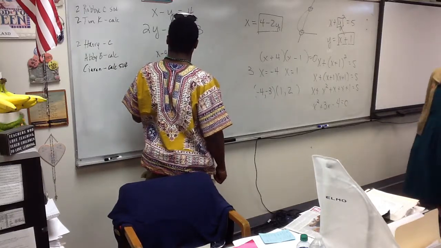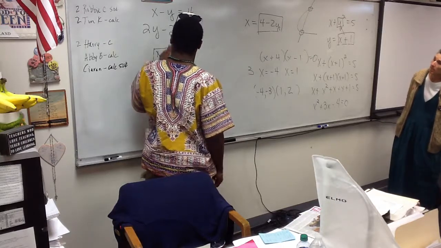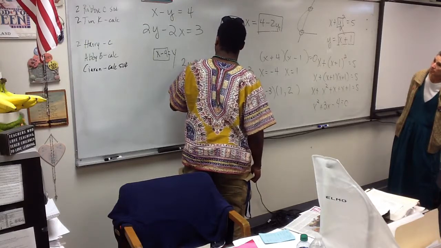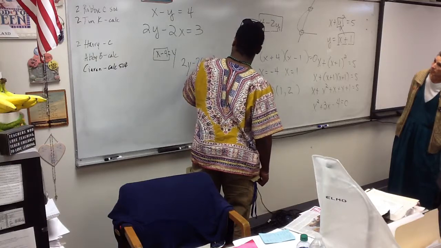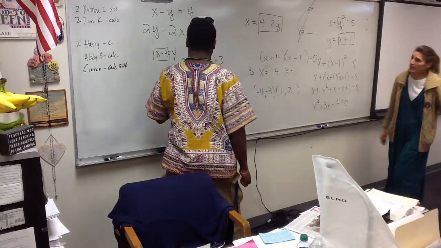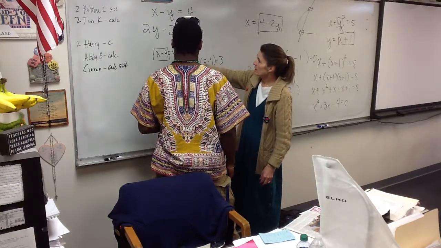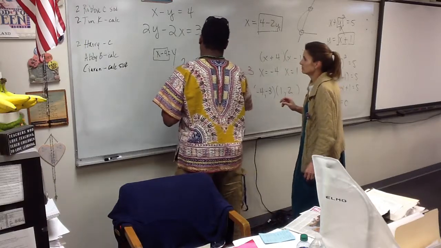Okay, so that's my little equation. Okay, I'm gonna plug that in for x. So I get 2y minus 2, 3. Okay, now I need you to be careful, because you solved for y. So you need to be plugging that in for y. Does that make sense to you?